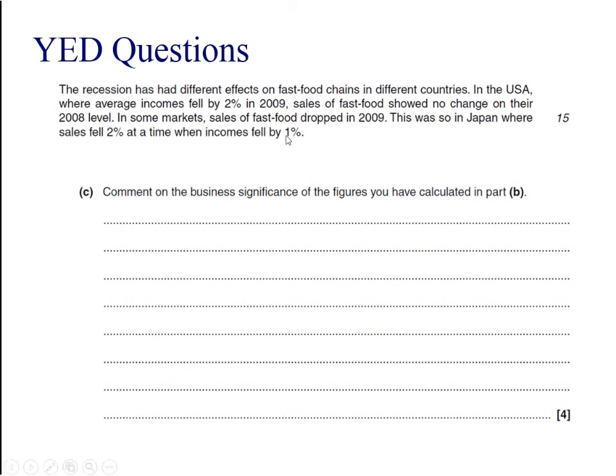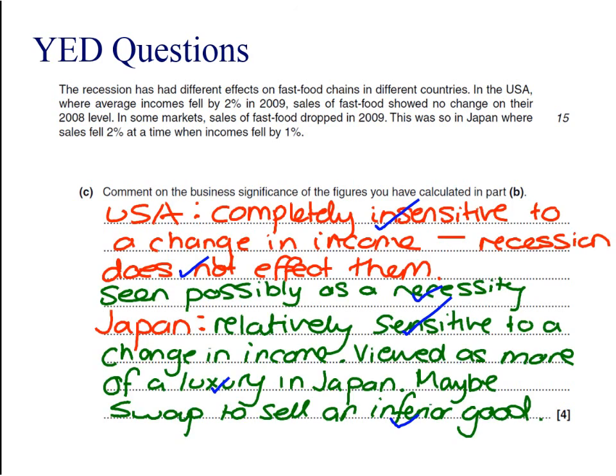Okay, and also over the long run, we could say that we would expect it to become a little bit more elastic over the long run. But you know, some interesting figures there. Okay, so USA, here are my answers that I put in: completely insensitive to change in income. Recession doesn't affect them, seen possibly as a necessity. So tick, tick, tick, tick, tick. Only a maximum of 4 here. But Japan, relatively sensitive to change in income, viewed as more of a luxury, maybe swap to sell an inferior good. But I would also bring in the questions about the reliability of the data.